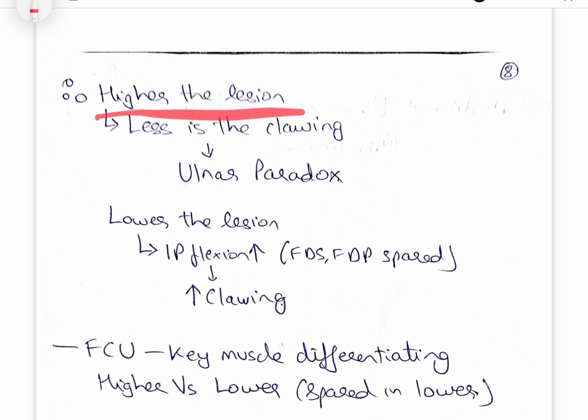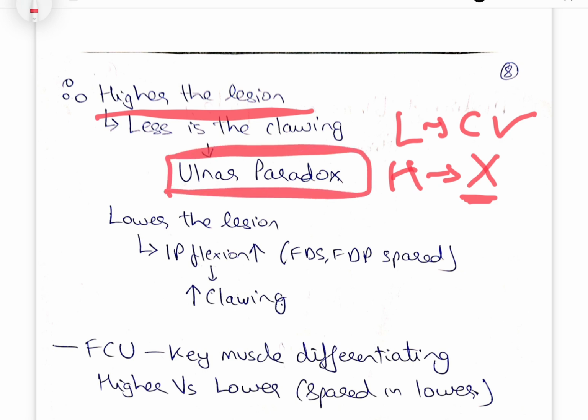Because higher the lesion, in the low ulnar nerve palsy, what was the condition? There was clawing at the fourth and fifth finger. Partial claw hand was there in low ulnar nerve palsy. Claw hand was there, but in high ulnar nerve palsy there is no claw hand. The reason is very interesting, because on the lateral side the median nerve is intact, so both the counteracting forces are normal, while on the medial side both the counteracting forces have gone, so there is no clawing. So that is the concept of ulnar paradox, the very interesting concept, because higher the lesion, less is the clawing.